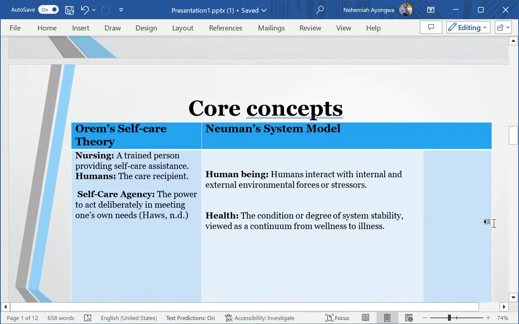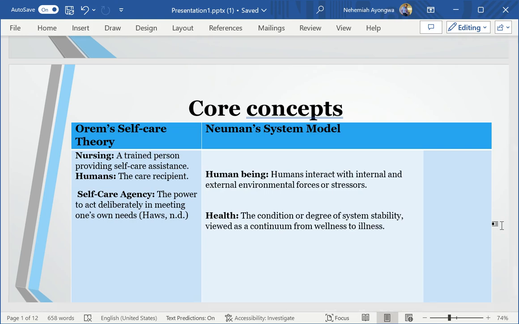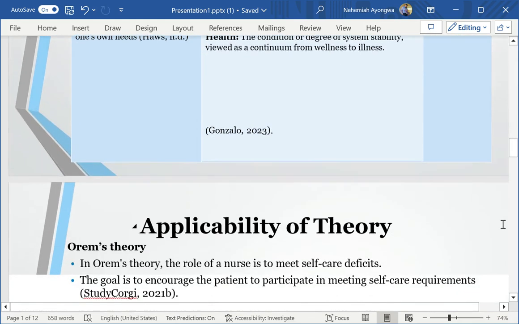The core concepts for Orem's self-care theory: nursing is a trained person providing self-care assistance, and humans are the care recipients. The self-care agency is the power to act deliberately in meeting one's own needs. For Neuman's systems model, human beings interact with internal and external environmental stressors or forces. Health is the condition or degree of system stability viewed as a continuum from wellness to illness.